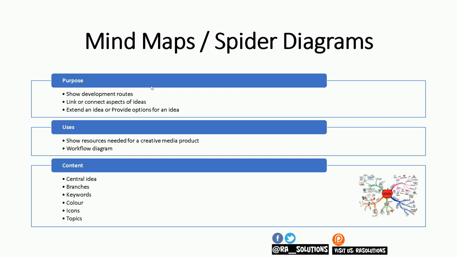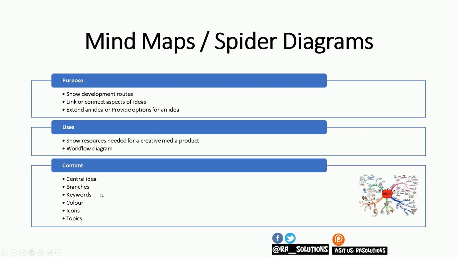The purpose is to link or connect aspects of ideas and allows the extension of an idea or provide options for an idea. In terms of uses, people use a mind map for their workflow diagram, and it shows the resources needed for a creative media product. So here's an example, bottom right hand corner. This one is about health, and you can see from the branches or the nodes all the different subtopics there.